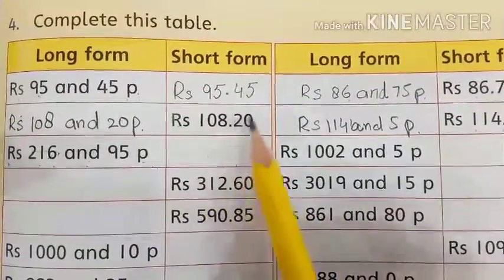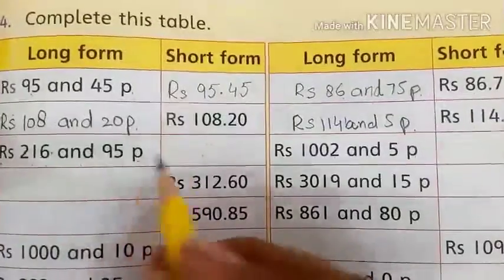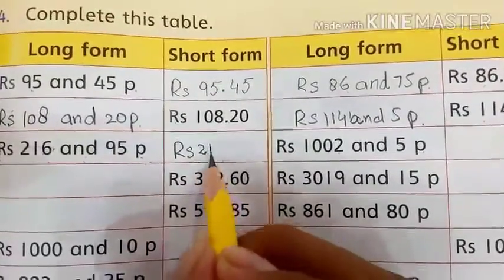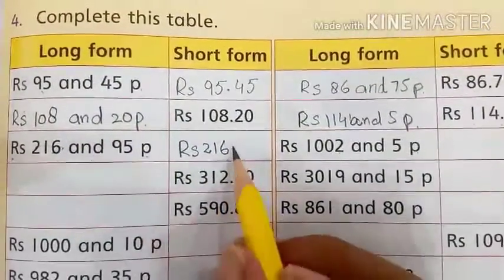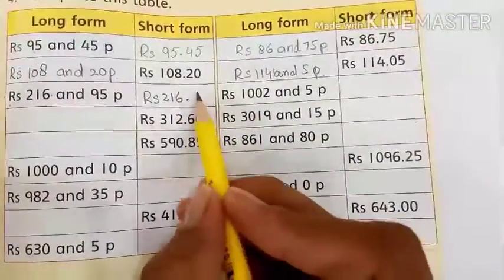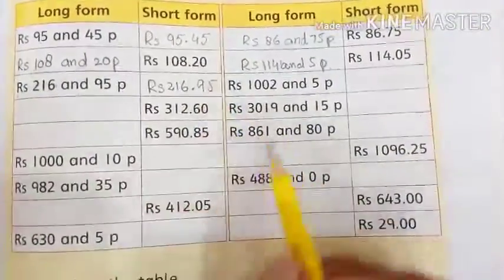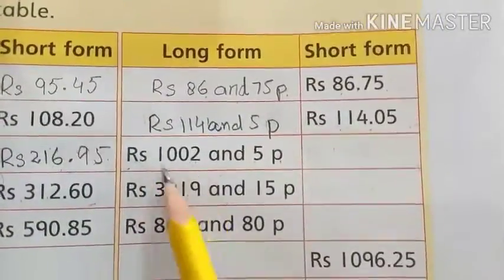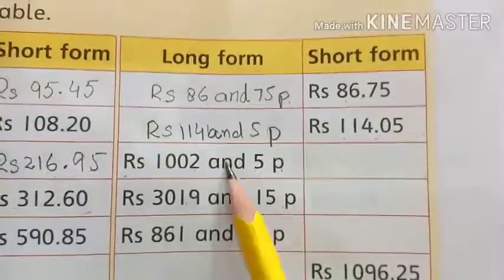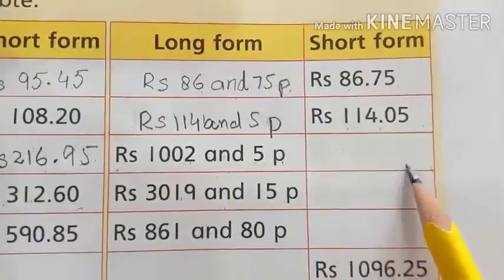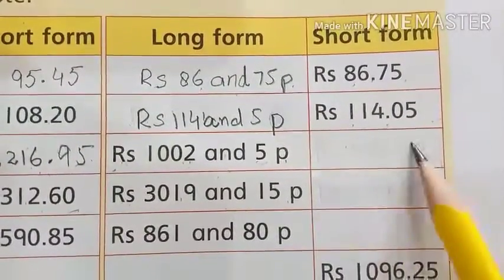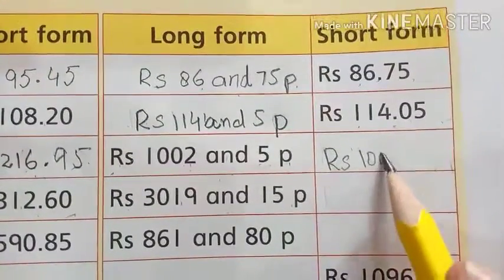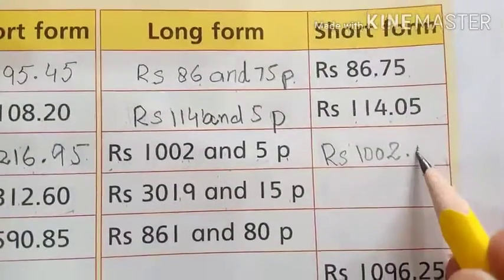short form. As in short form we write in point, so I will write like this: rupees 216. We will put the point here, 0.95. Okay students, the short form is rupees 216.95. The next is rupees 1002 and 5 paise. This is the long form, and we have to write in the short form here. We will write in short form like this: rupees 1002.05.